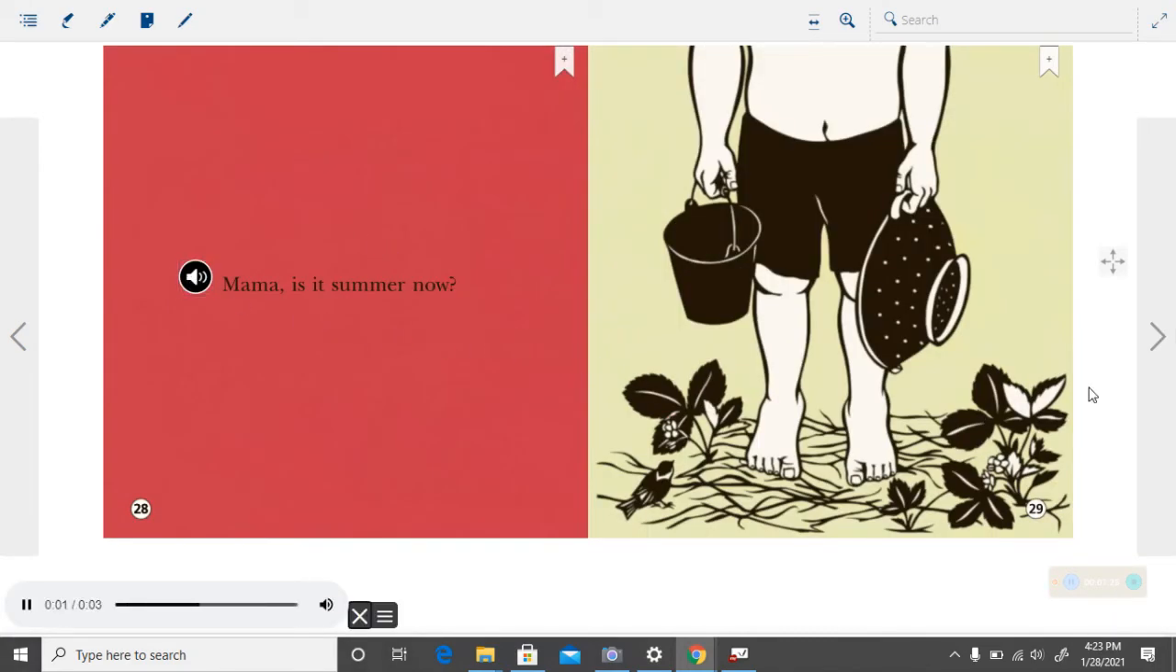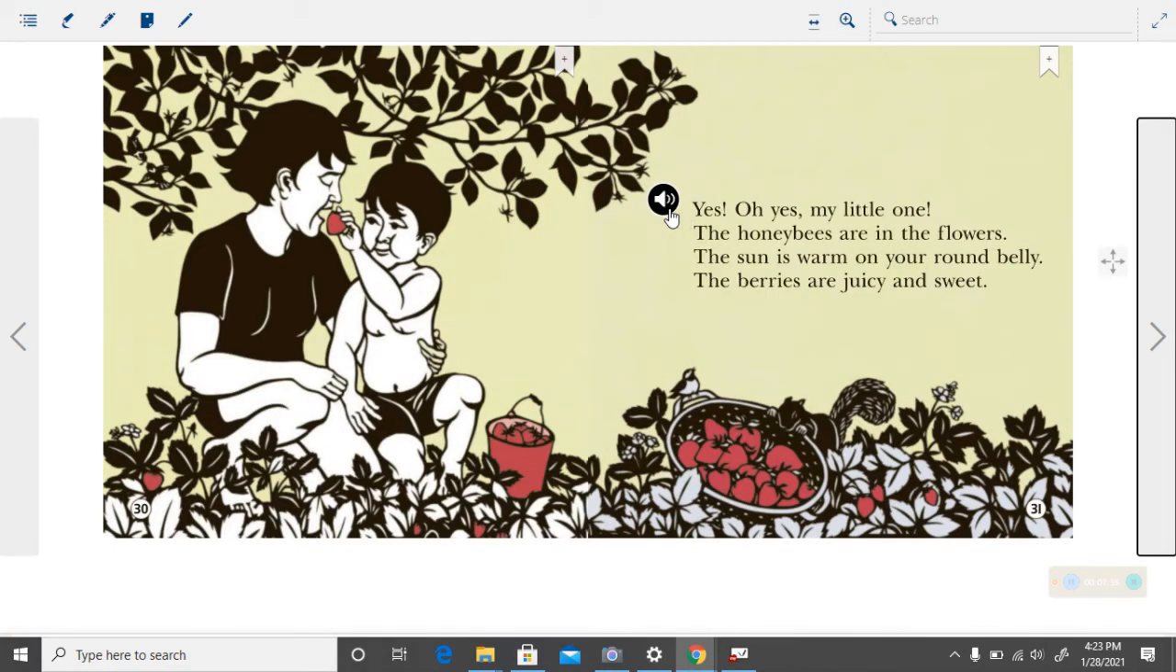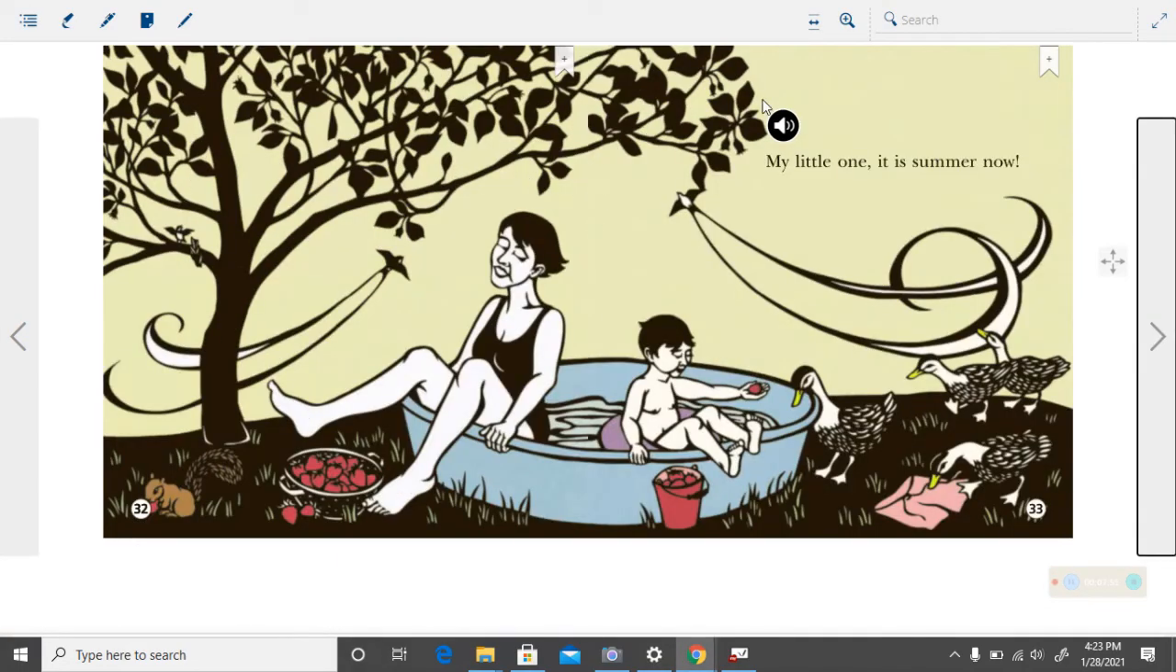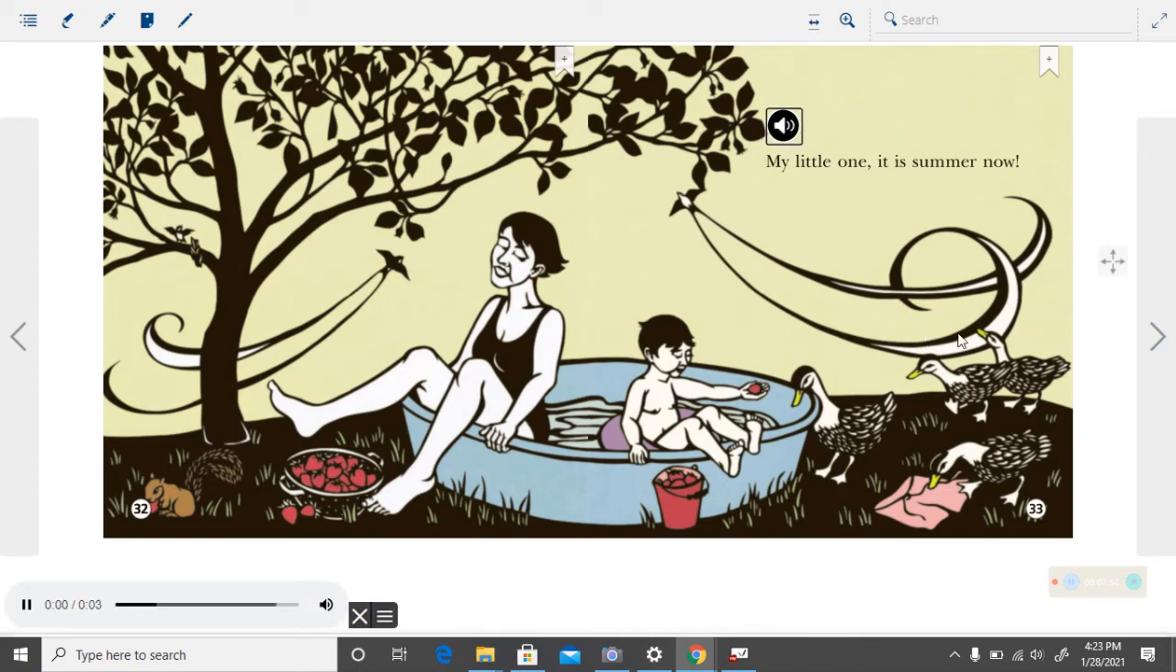Mama, is it summer now? Yes, oh yes, my little one. The honeybees are in the flowers. The sun is warm on your round belly. The berries are juicy and sweet. My little one, it is summer now.